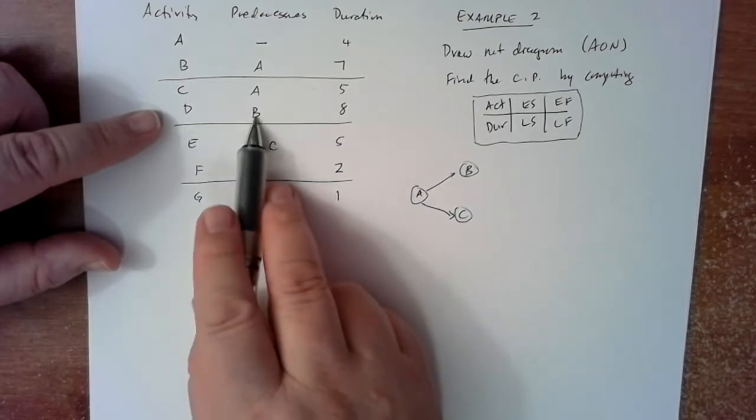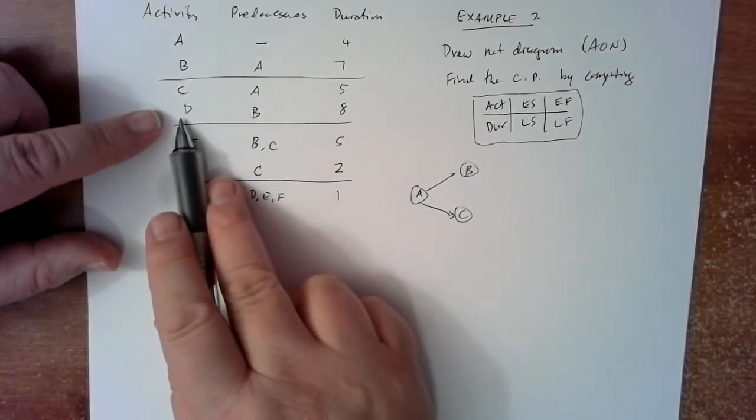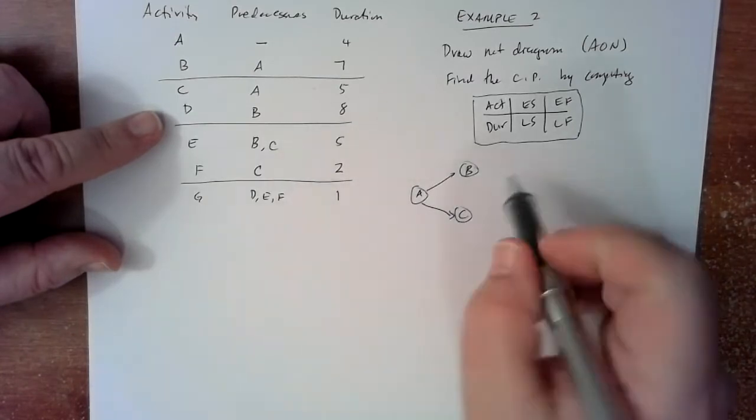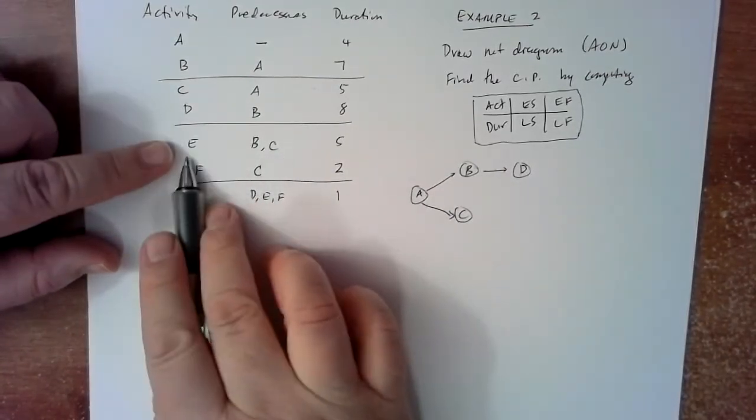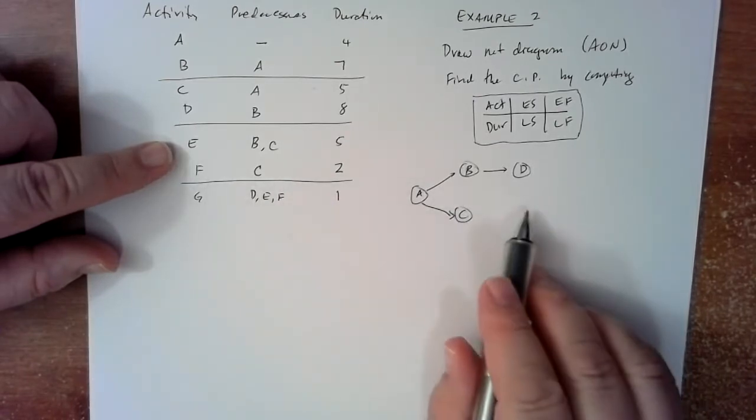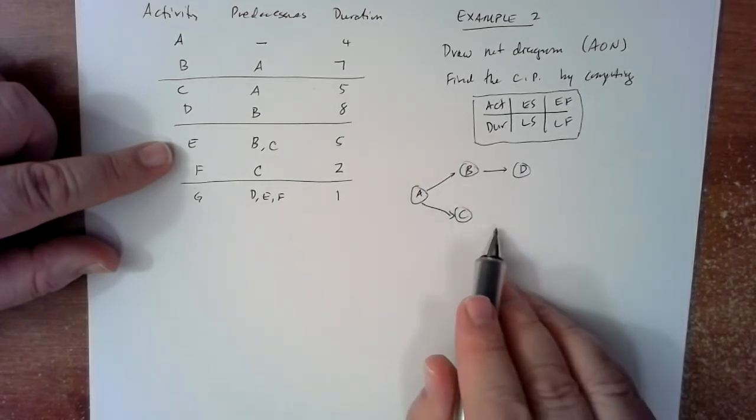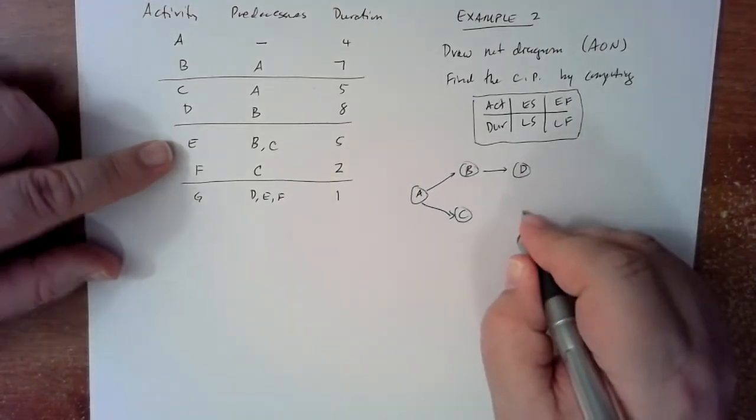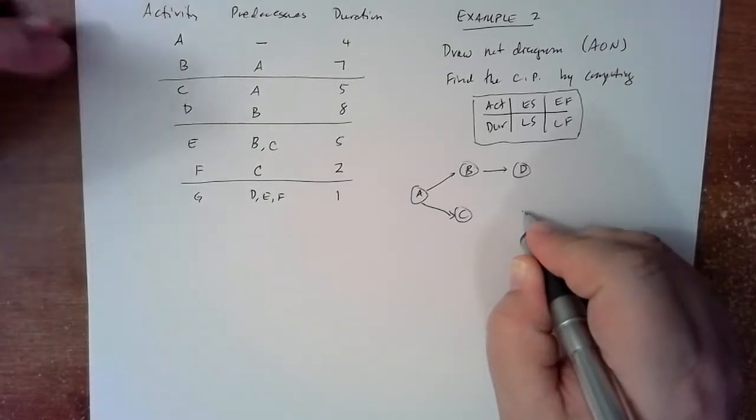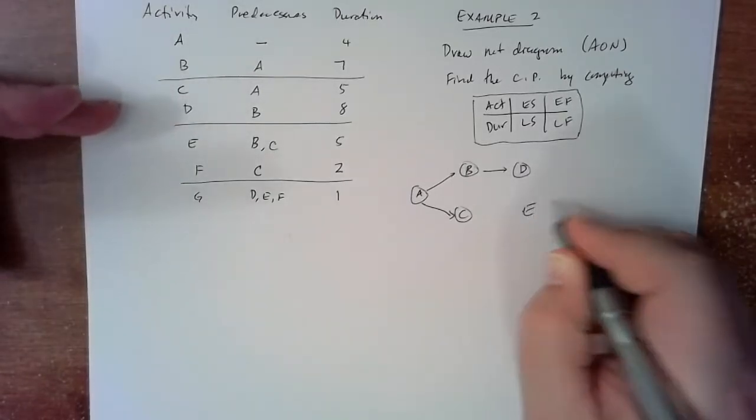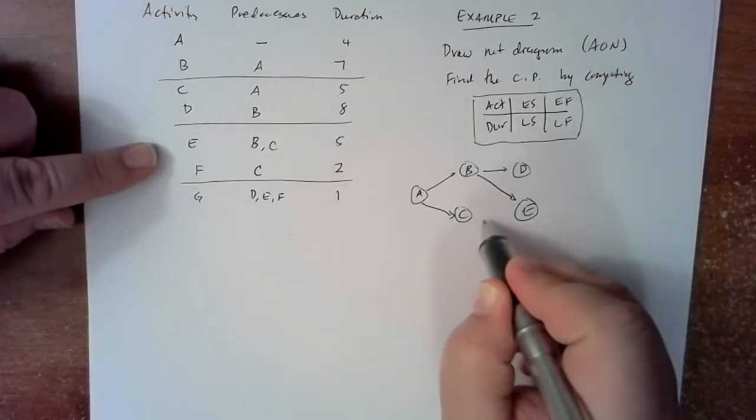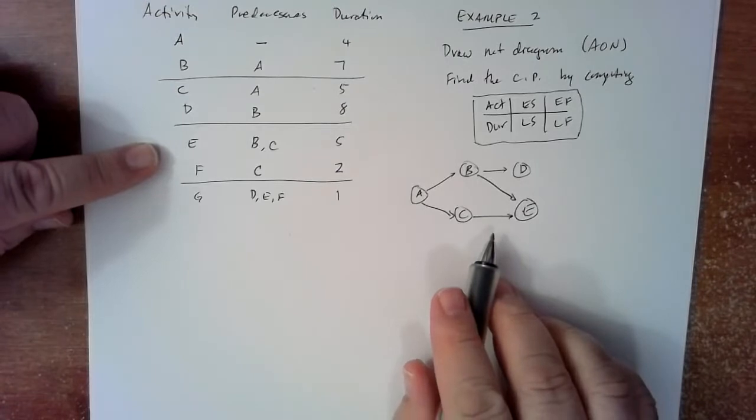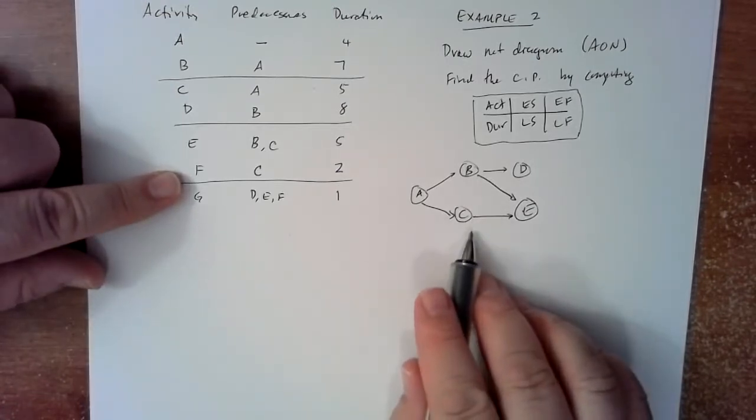Good, let's continue. So how would we finish this off? D comes after B. B and C come before E. So let's see. B and C have to come before E. So can I put E here? I think we could put E here. Let's go ahead and put E here and see what happens. So then B would have to be here and C would have to be there. Right? And then F depends on C.